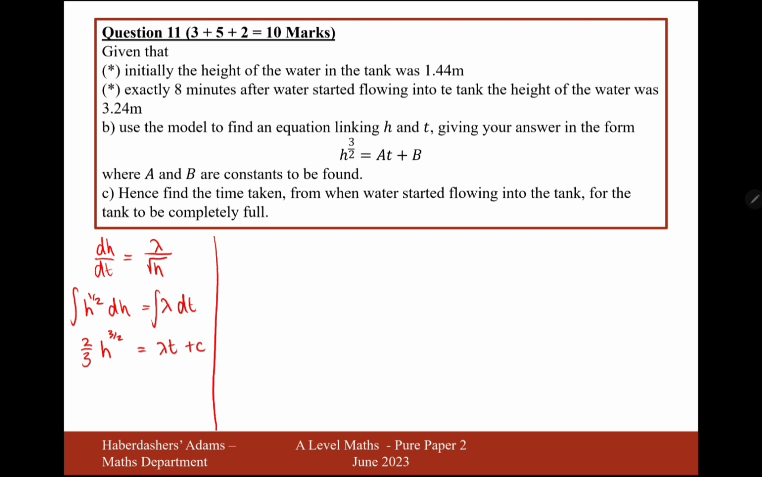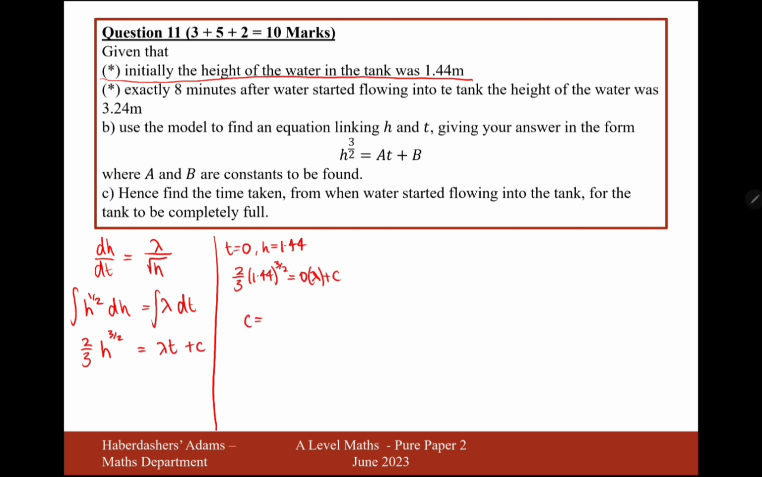Okay, the first thing we now need to do is use the first condition here, that initially the height of the water tank was 1.44 meters. So that's when t equals 0, h equals 1.44. So let's substitute this into the equation. 2/3 times 1.44 to the 3 over 2 equals 0 lambda plus c. So we're going to work out c from this expression here.